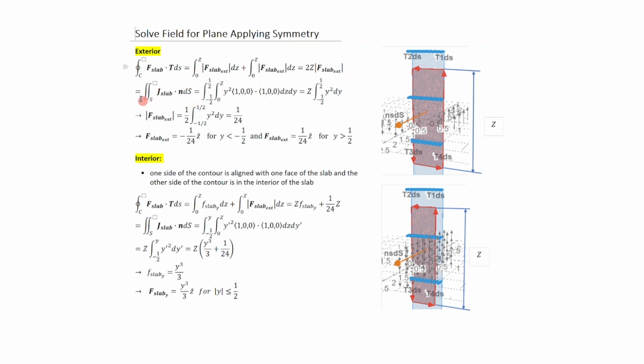Now you do the right-hand side, which is to compute the total current flux inside this area. This is from -1/2 to 1/2, and height z. The J_slab has this value. This is the surface area vector associated with this, n dS. And so you're integrating this, and you end up with a value of 1/24.